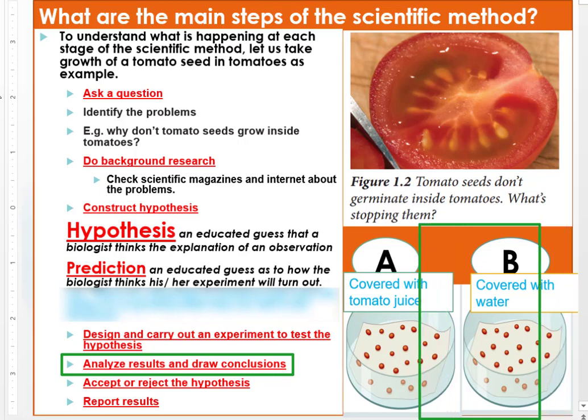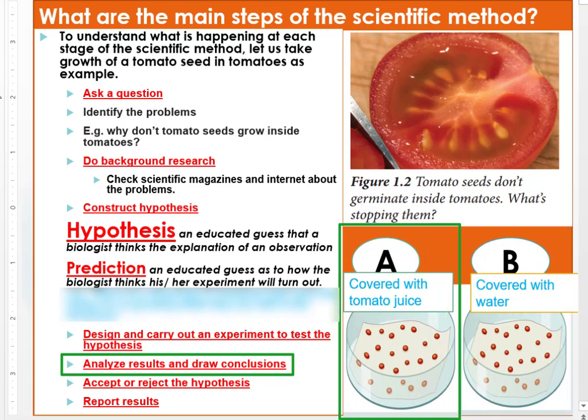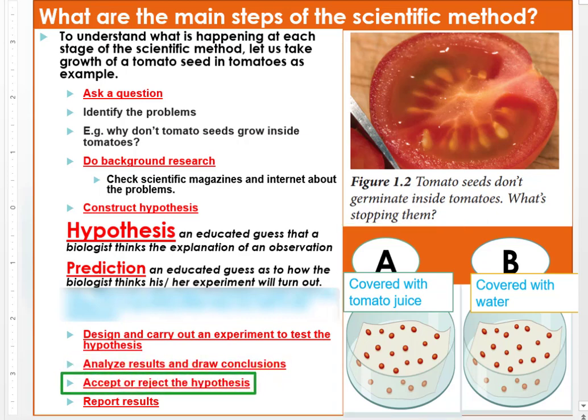From this, we can conclude that it seems like something in the tomato juice is affecting the germination of the seeds. So it must be a chemical in the juice that inhibits germination of tomato seeds. The sixth step is accept or reject the hypothesis. If the result is similar to the hypothesis, our hypothesis gets accepted, and if not, our hypothesis gets rejected.